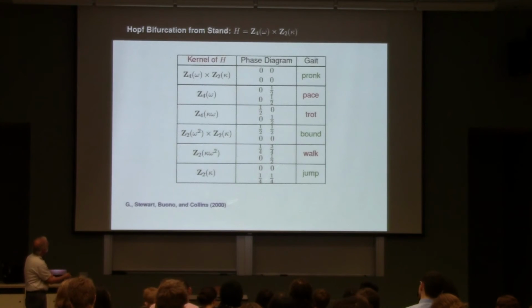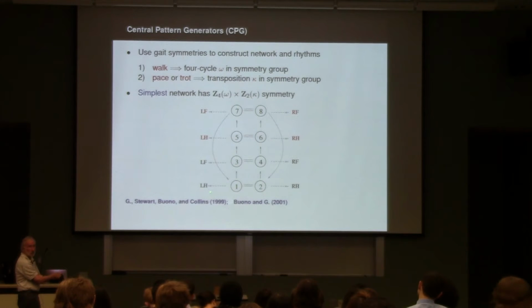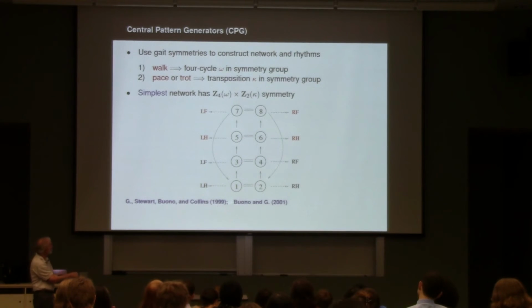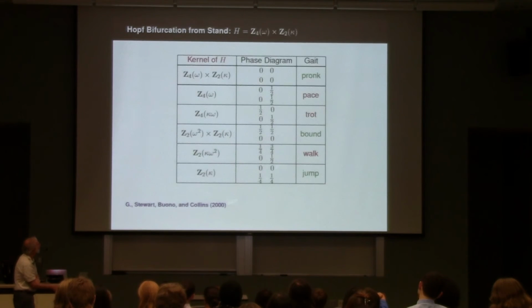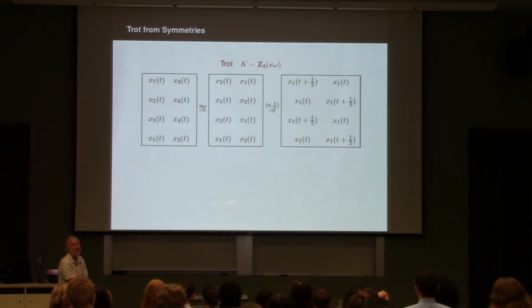Notice, I should have said this earlier on, in this network, 1 sends its signal to the left hind leg, 3 to the left foreleg, 2 to the right hind, and 4 to the right fore. And in this, these 2 nodes are synchronous. These 2 nodes are synchronous. Those are the diagonal legs, half period out of phase. That's why this is called a trot. Okay? This is what's going on.